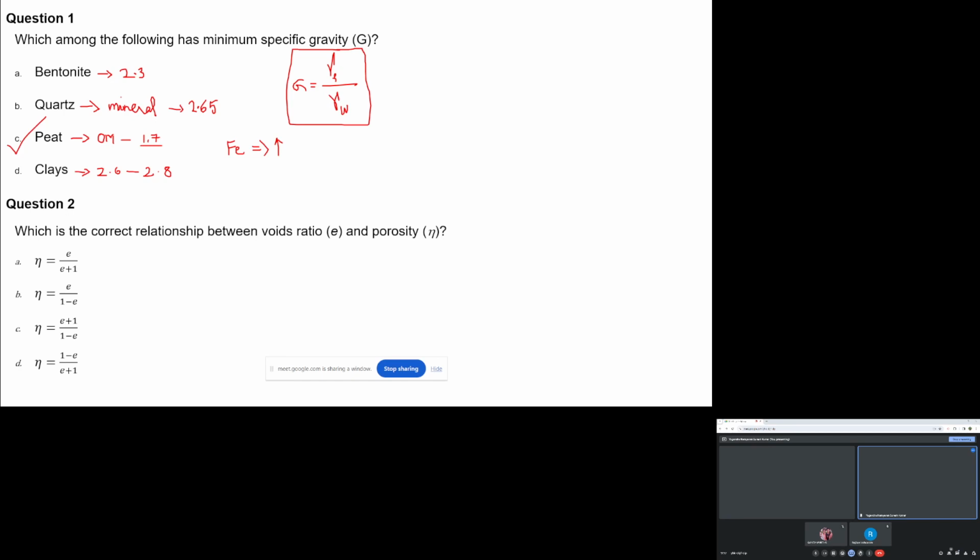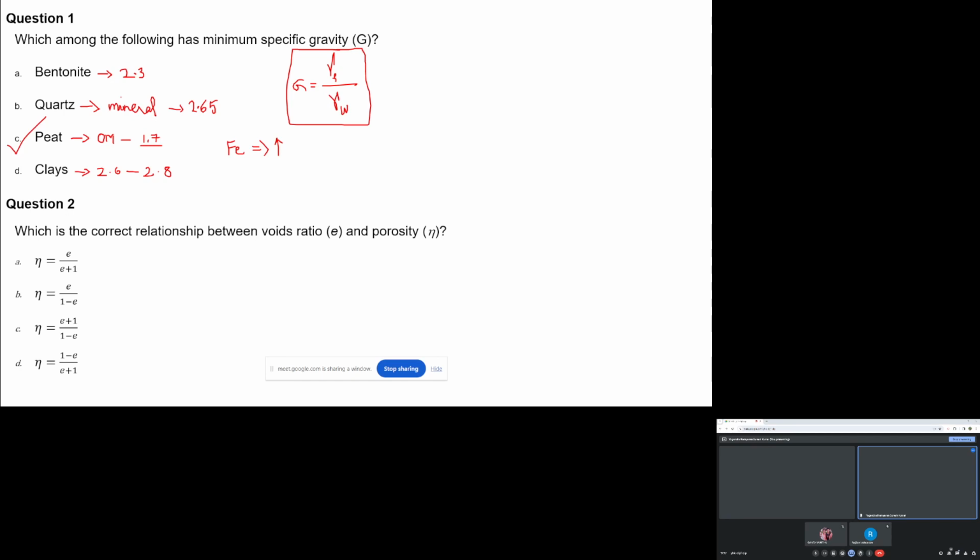What is the correct relationship between voids ratio and porosity? Option A, e by e plus 1. Option B, e by 1 minus e. Option C, e plus 1 by 1 minus e. And option D, 1 minus e by 1 plus e. Option A, sir. e by 1 plus e. Yes. The other person? Answer, option A.